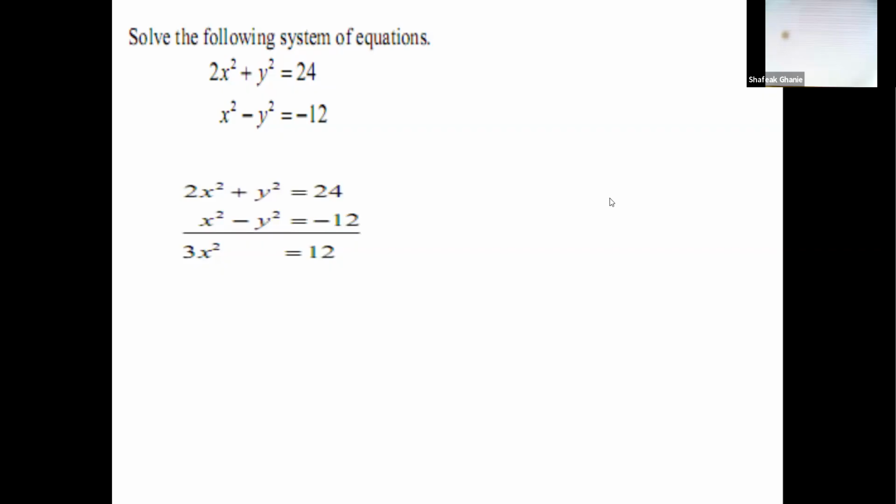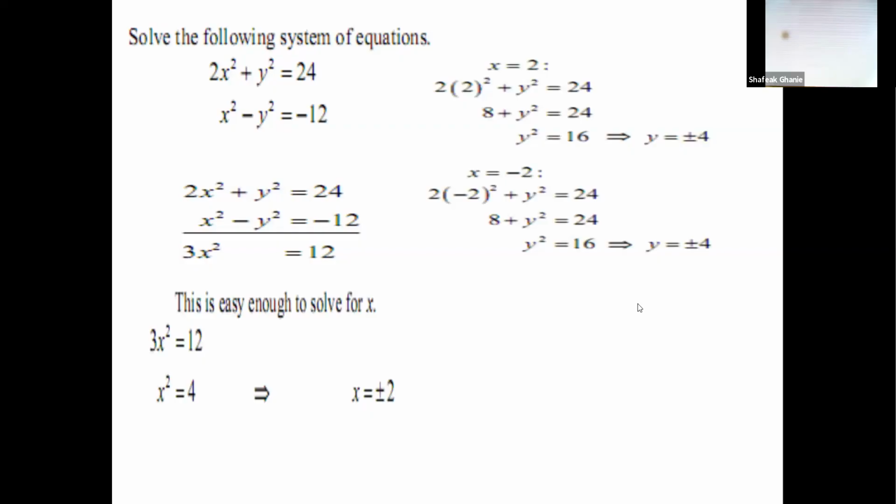Oh, they used elimination. You add the two equations and the minus y squared is gone, and you're left with 3x squared equal 12. And you solve. That shouldn't be hard to solve. So you get x equal positive 2, x equal negative 2. You substitute that in any one of the equations to get the corresponding y values. And you get positive and negative 4.